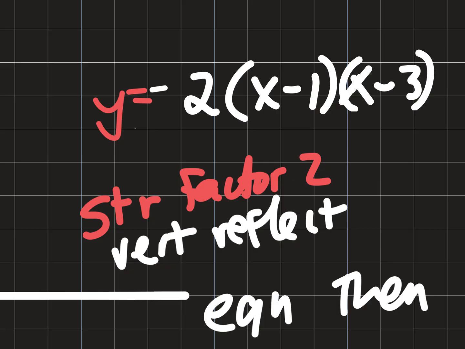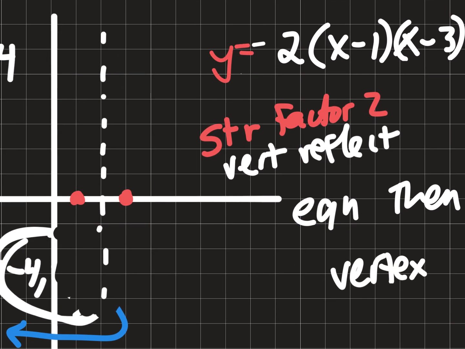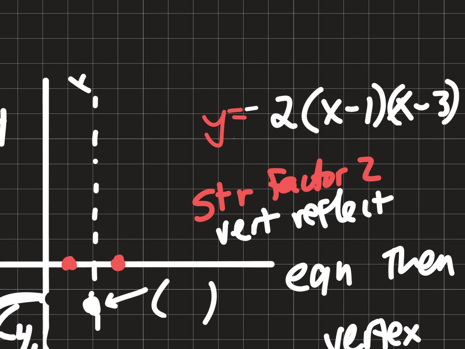Okay, good. Now, what's the vertex? Well, the vertex, it's an x and a y, right? I mean, there's a dot down here somewhere. It's probably right there. But the x of it, I know. Because see, the x equals 2 is the axis of symmetry that runs right down the middle. So it's got to be x equals 2.